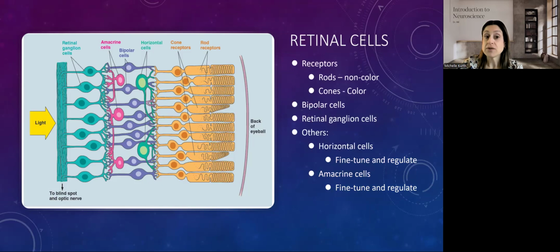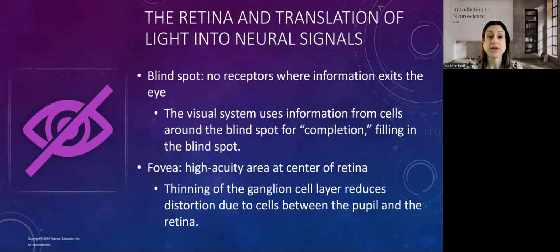Now, there are other cells, horizontal and amacrine cells, and they play an important part too because they help fine tune the message. The retina you can think of as the eye's first brain. It's already doing some of the processing before signals even enter the brain. And that creates the first layer of visual processing. But the retina itself doesn't just capture light, it translates it into neural signals. Let's explore how it does that.